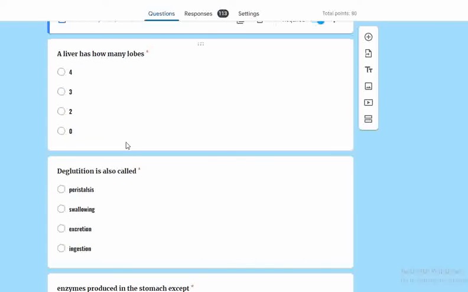Then the liver has how many lobes? You just need to know the lobes of the liver. First of all, the answer is supposed to be 4, and again, you need to know the names of each lobe.